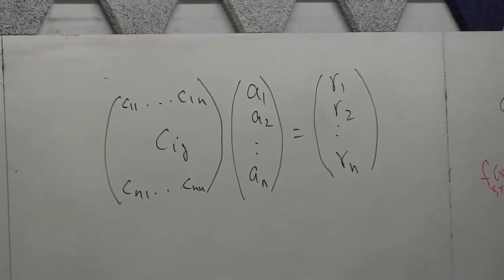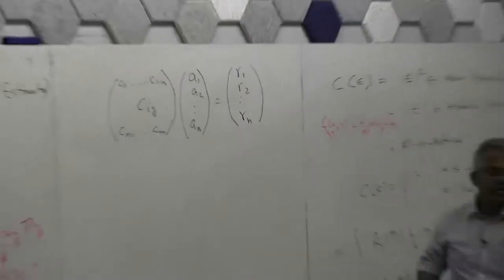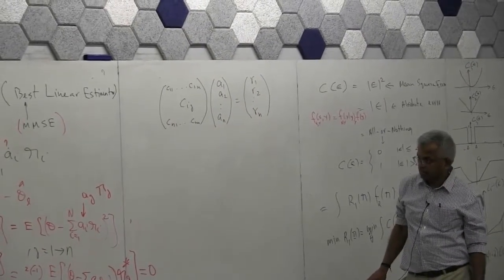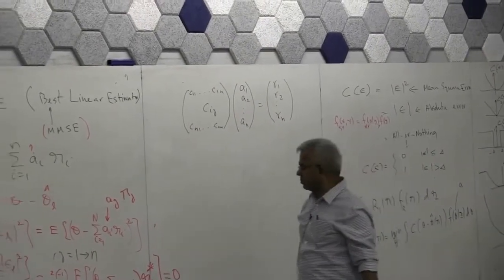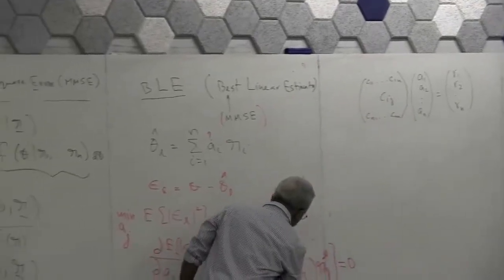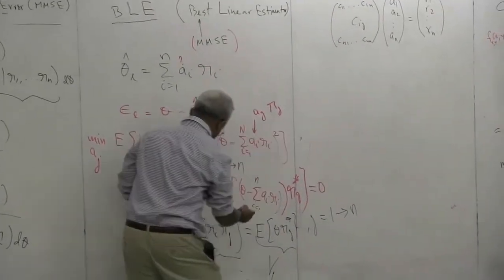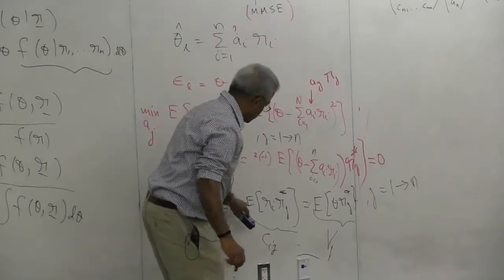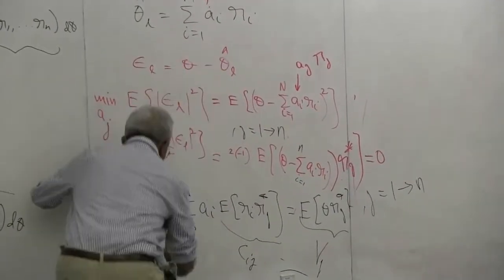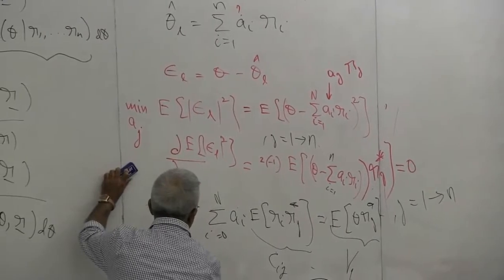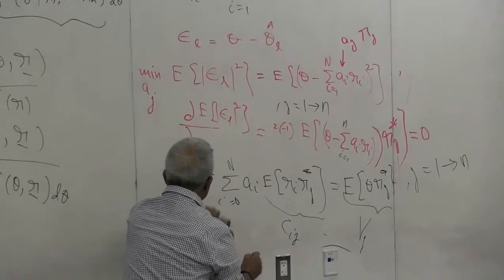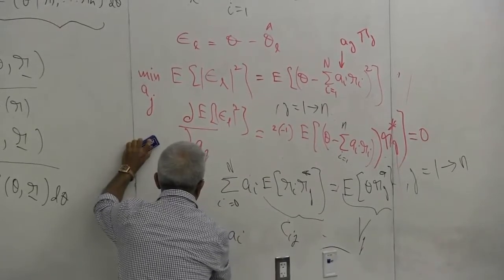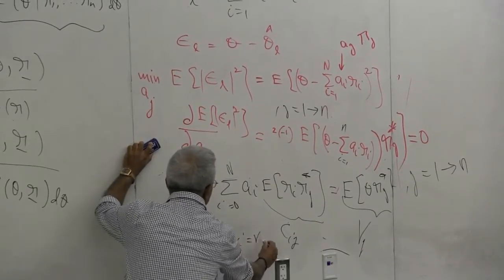Anybody has any questions? Why there is j? It must be i. Yeah, you're right, I made a mistake. So this is i equal to 1 through n, right? And so this of course reads the sum over i of C_ij a_i, i equal to 1 through n, equal to gamma_j.